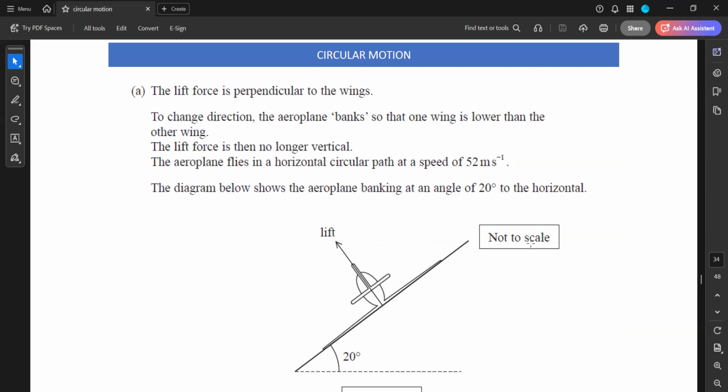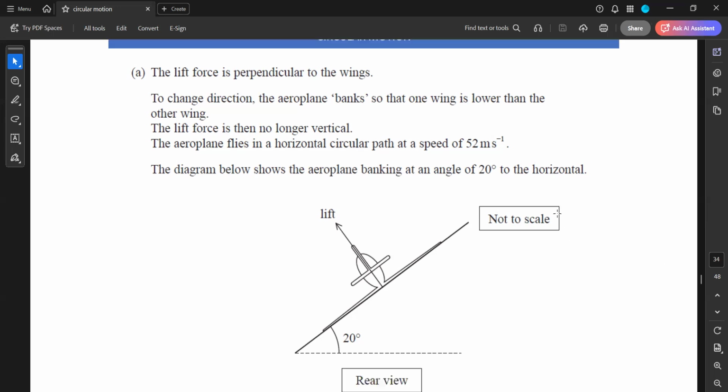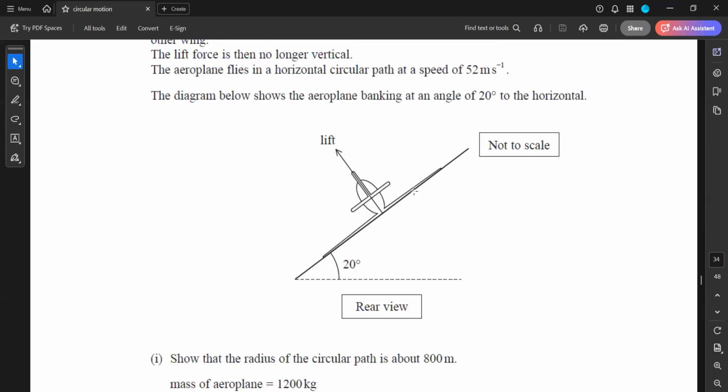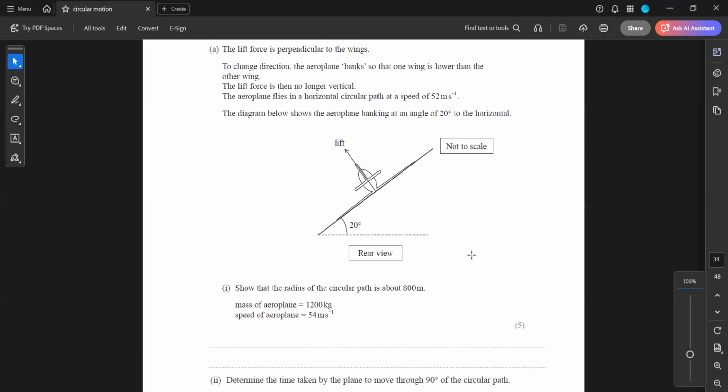The airplane flies in a horizontal circular path at a speed of 52 meters per second. So it is moving at a speed of 52, in a horizontal circle, which means the weight balances with a component of the lift. The diagram below shows the airplane banking at an angle of 20 degrees to the horizontal. Then we have to show that the radius of the circular path is about 800 meters. So we have to calculate the radius of this circular path.